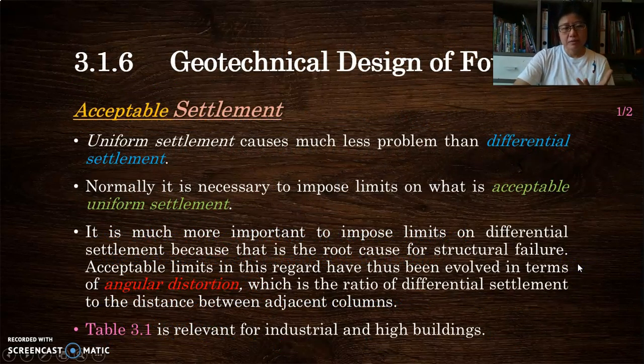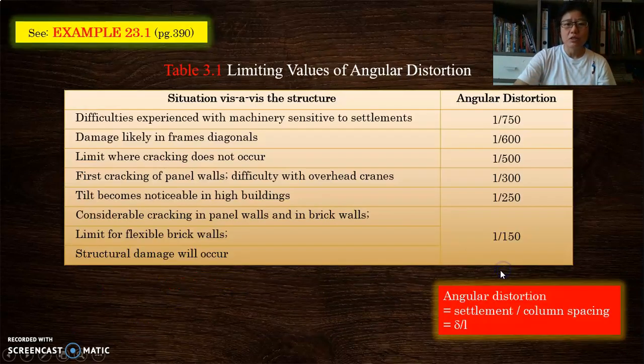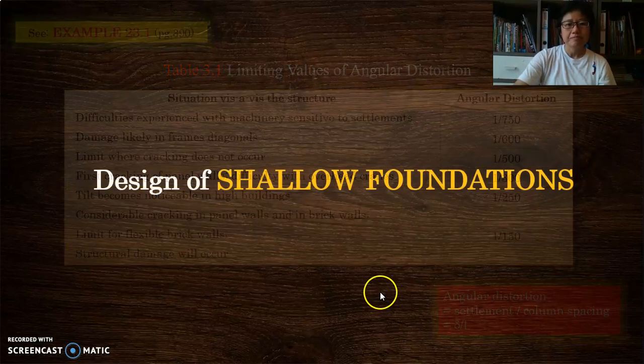What about settlement? In terms of settlement, we are more concerned about differential settlement actually. When we talk about differential settlement, it means one side is settling more than the other. We sometimes call it angular distortion. And here are some reference charts that you can have. Angular distortion, in this case, whatever you're seeing here, is actually the settlement over the column spacing. These are the numbers you get here.